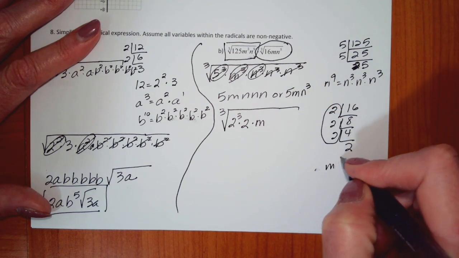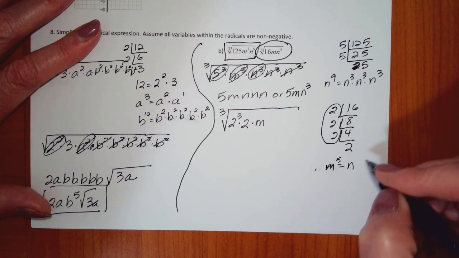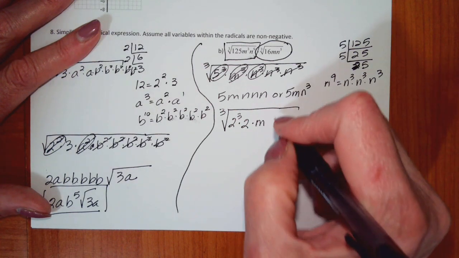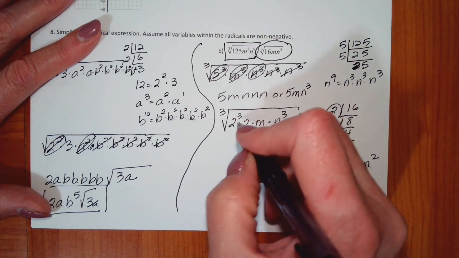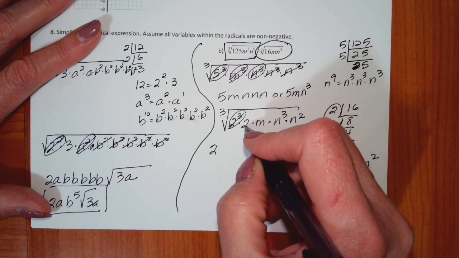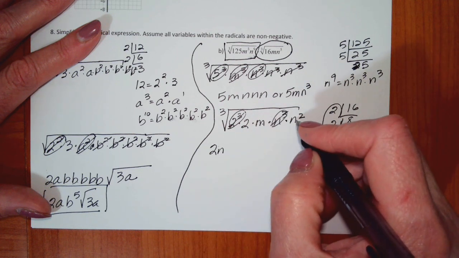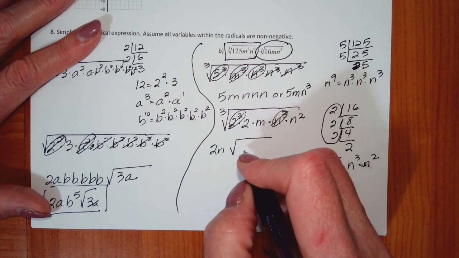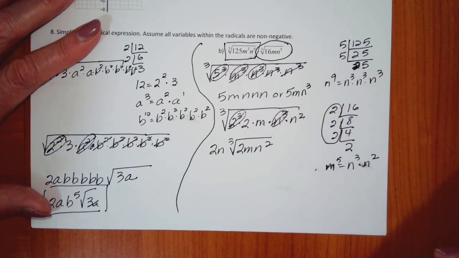But the n to the 5th, I know n to the 5th can be written as, I'm sorry, that's an n. N to the third times n to the second. So this is n to the third times n to the second. So I can pull out a 2, have to leave this 2 and the m, pull out an n, and this one has to stay. So that's the cube root of 2mn squared.